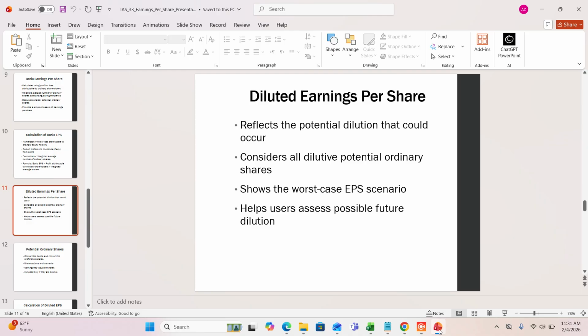Diluted EPS. Diluted EPS represents earning per share assuming all dilutive potential ordinary shares are converted into ordinary shares. It shows the minimum earning per share that could be reported. This measure is particularly used for assessing the risk of dilution faced by existing shareholders.